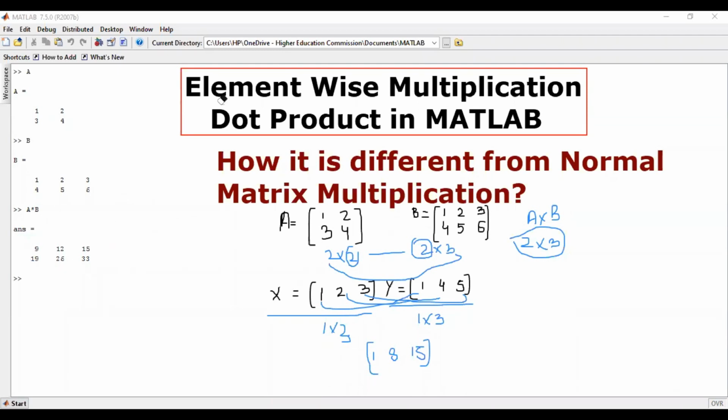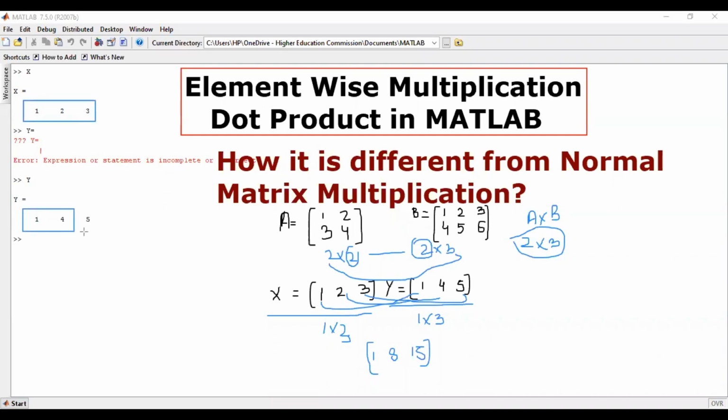So let's consider those vectors and how you deal with them. Let's first of all clear it. The first vector I've already made: it's basically X, 1 2 3. The next vector is y, and I press enter: 1 4 5. So X is indicated here, and this is Y.